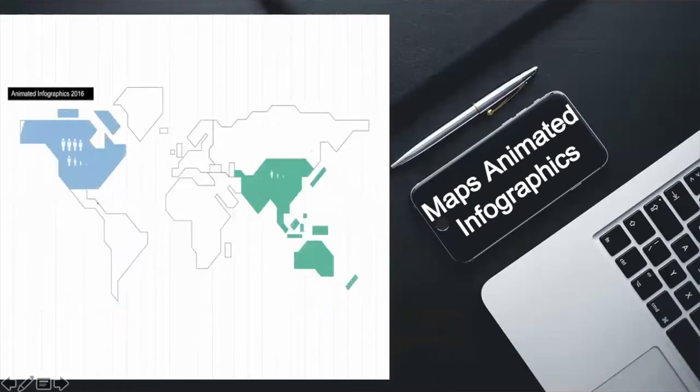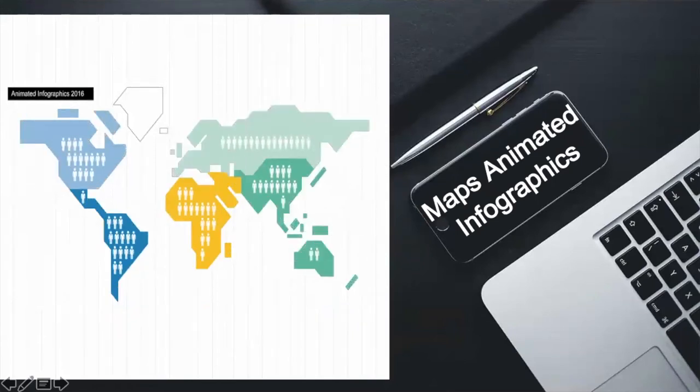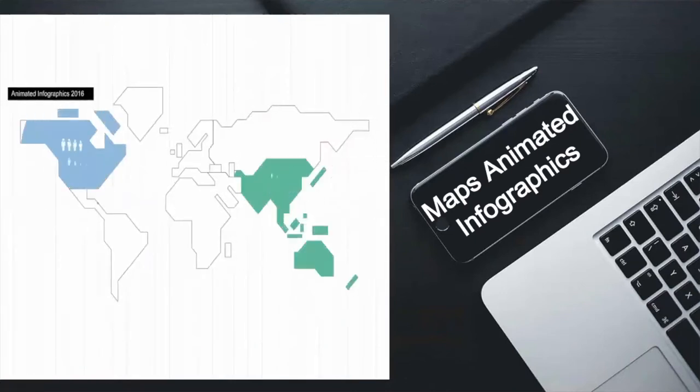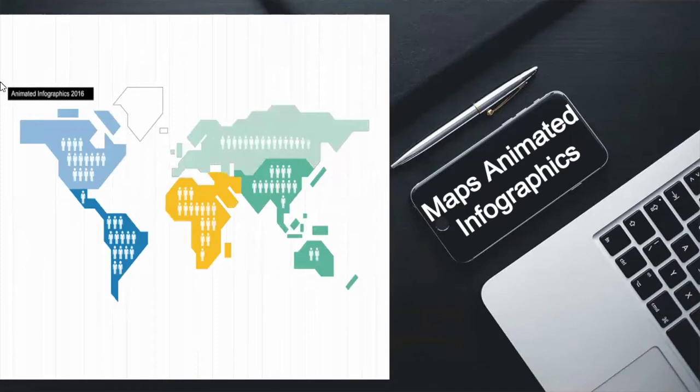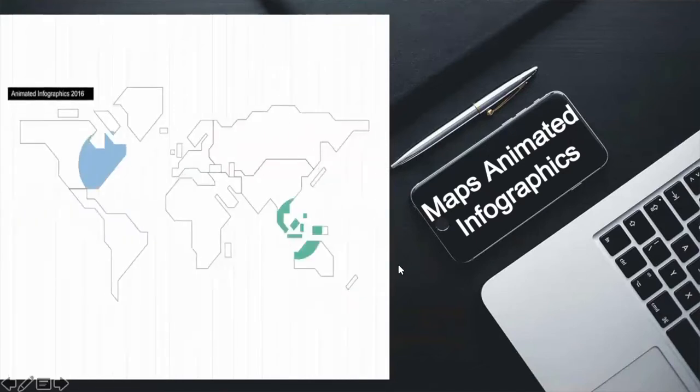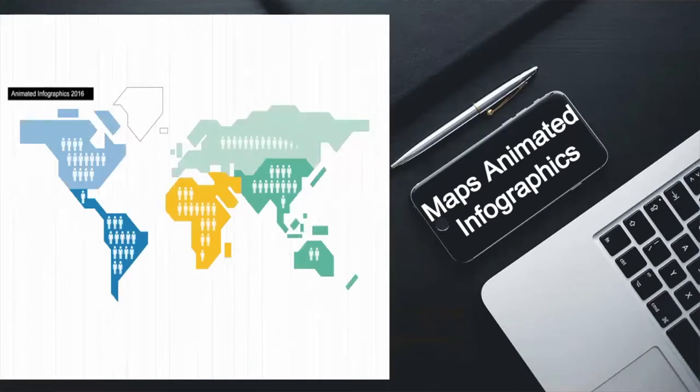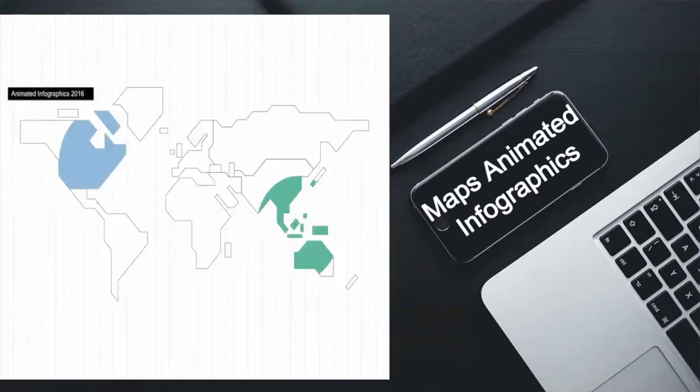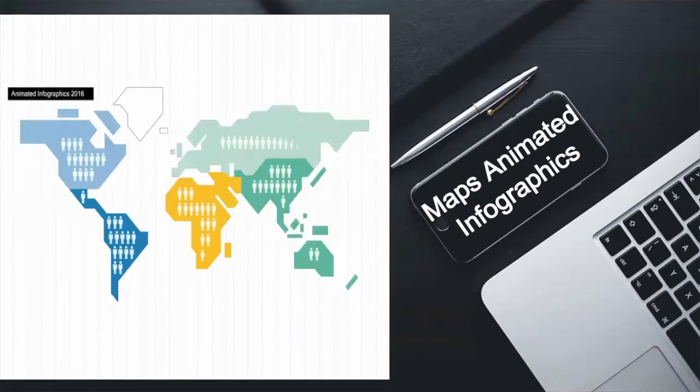So now we are going to start the styles of animated infographics. The first one is the maps animated infographic. If you see in this picture, we have some graphs representing the population or something about people. So this is called animated maps, which is used in infographics.